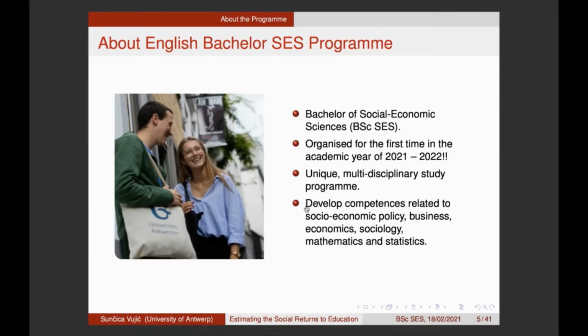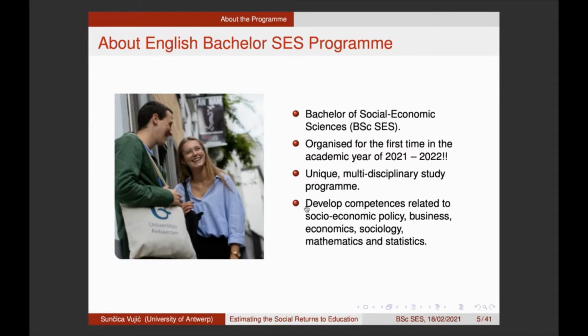So the novelty of this program is that it's for the first time the Bachelor in Socioeconomic Sciences will be organized fully in English. And this is quite unique. So I don't know how many of you actually looked up English language bachelor programs in Belgium, and actually not that many. So we are basically joining the pool of a few bachelor programs taught in English in Belgium, which you could potentially study. So this is a unique multidisciplinary study program.